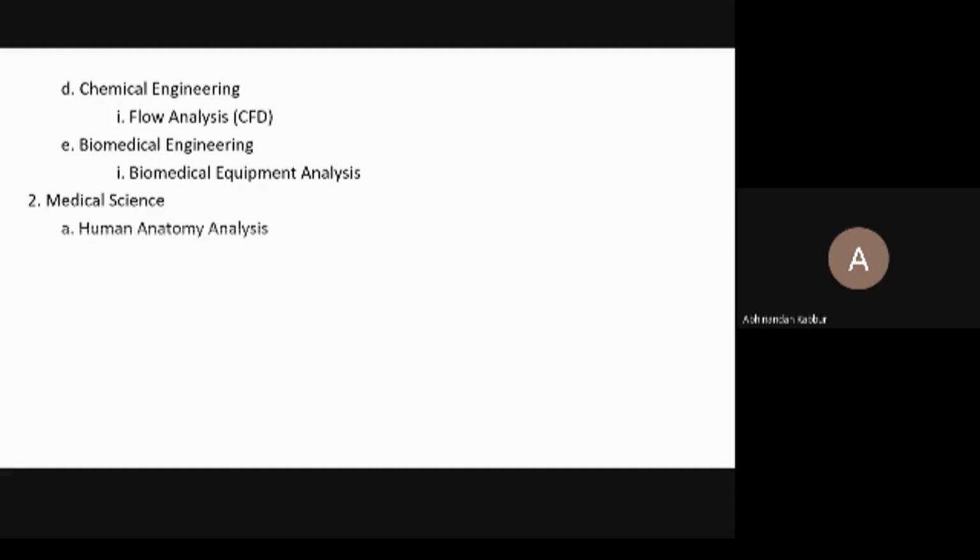Then coming to medical science, the entire human anatomy analysis you can do, like what stresses are coming on the bones. So all those things you can analyze on the human anatomy using this FEM, which is the main area under medical science. Then coming to dental science, where you can do the tooth analysis. So you can get what stress is coming on the tooth and all. So that comes under dental science. So these are some of the applications of FEM which are used in a wide variety of fields.